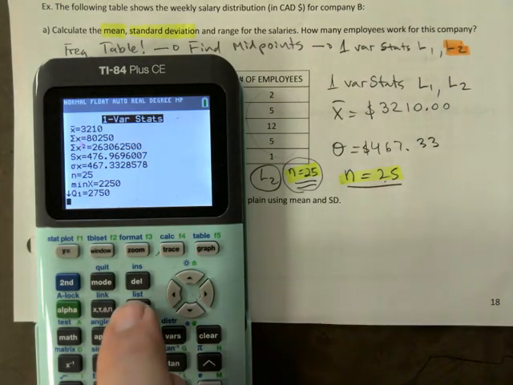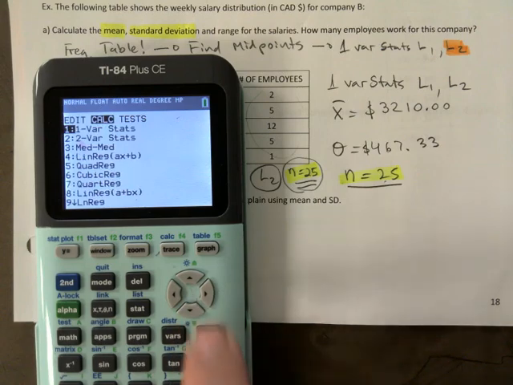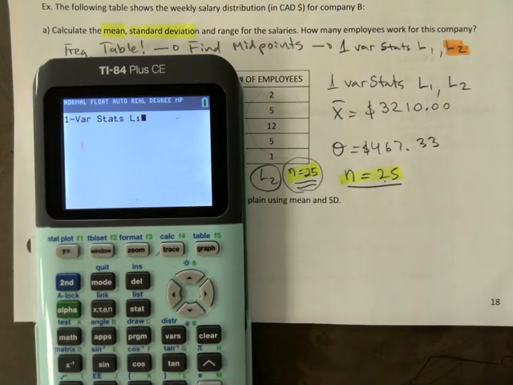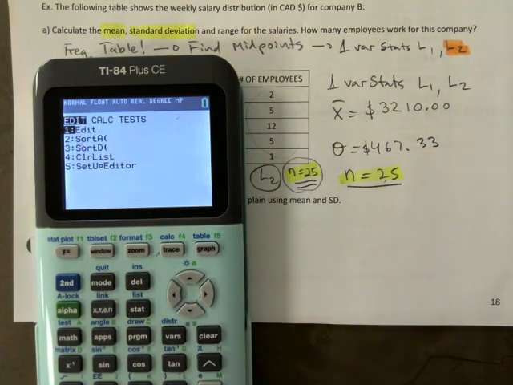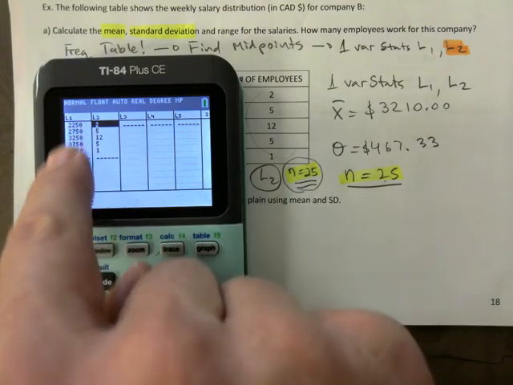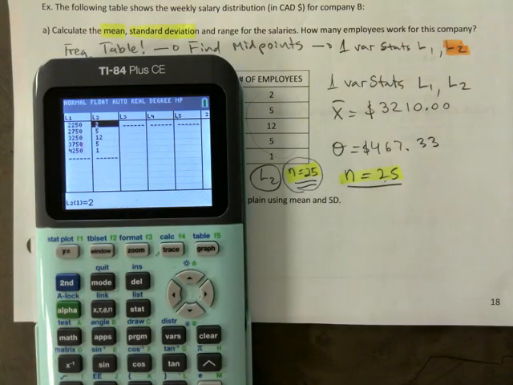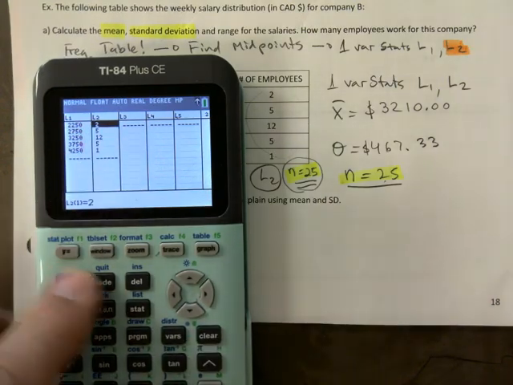What would happen if I forgot? I think most of you already know. If I just went like this, N is 5, because it's literally thinking you're only using these 5 salaries. That's all you're considering, that's not accurate. So you need to make sure you do L2 as well.